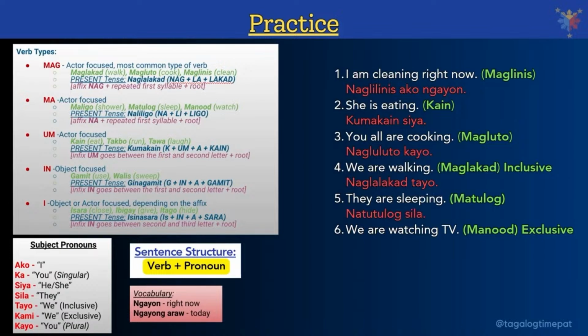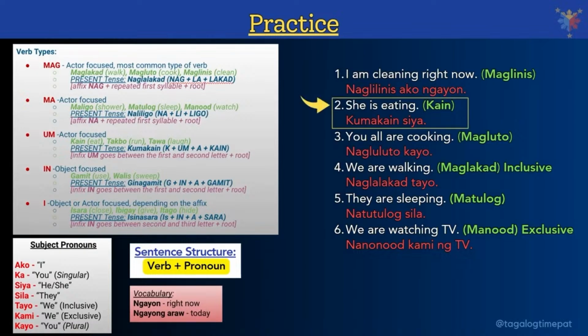Number 5, they are sleeping. Natutulog sila. And lastly, we are watching TV. Exclusive. Nanonood kami ng TV. So not everyone is doing it. It's just me and someone else. Nanonood kami ng TV. So the TV just goes at the end. Ng means some or a thing. We are watching some TV.